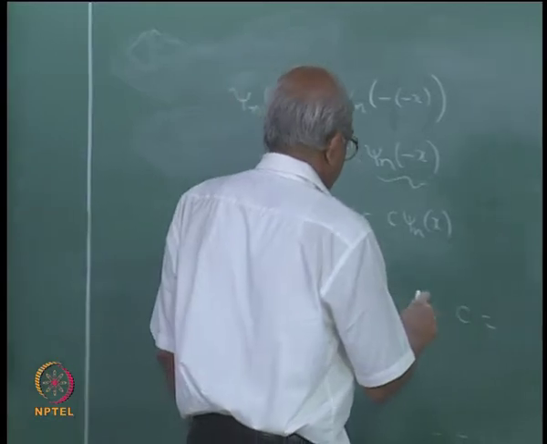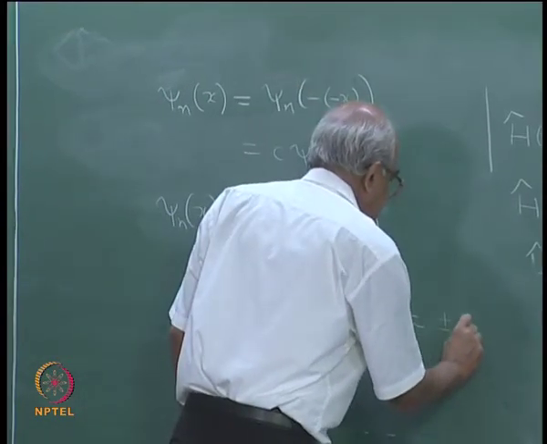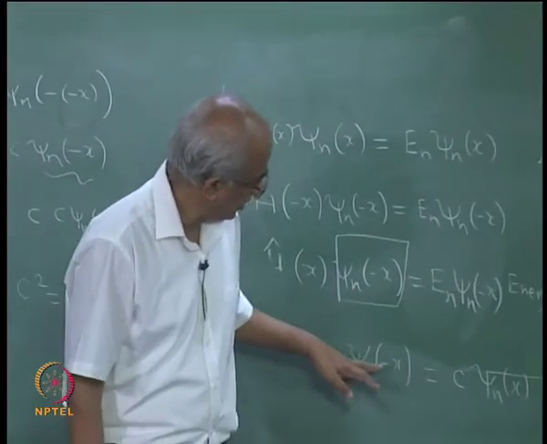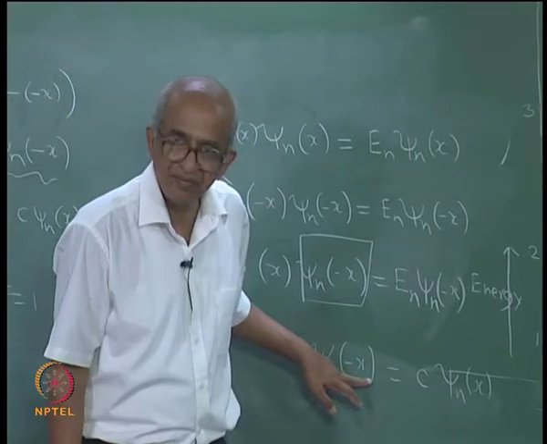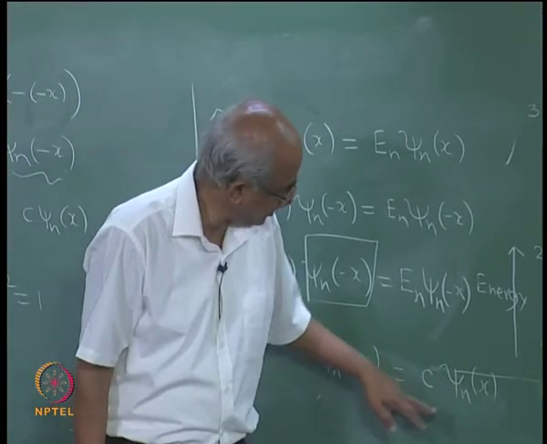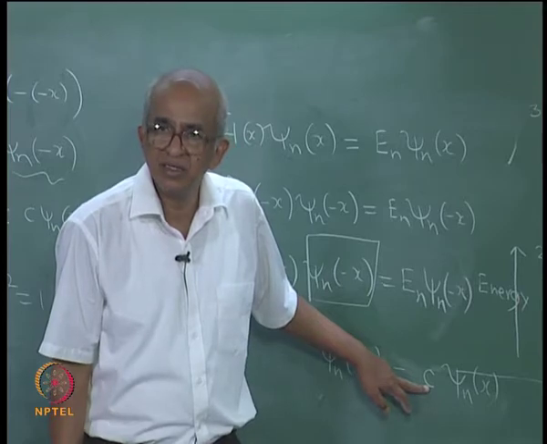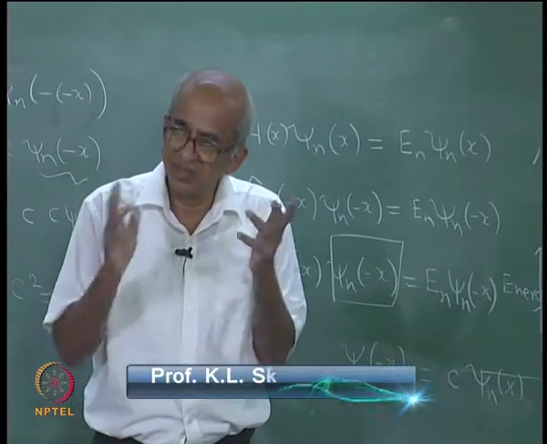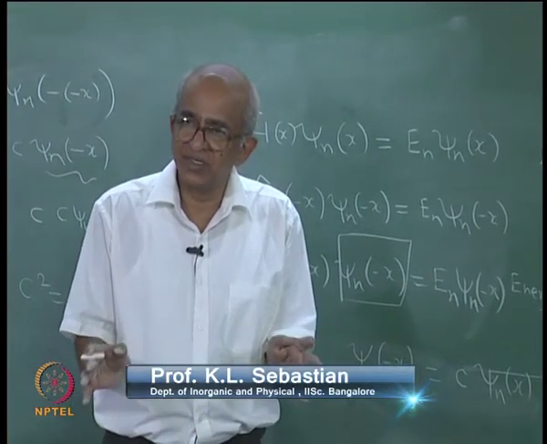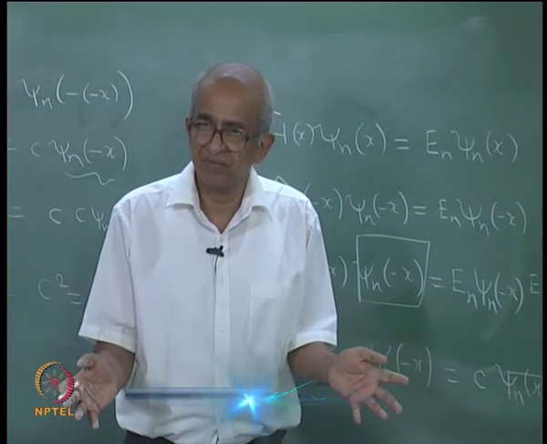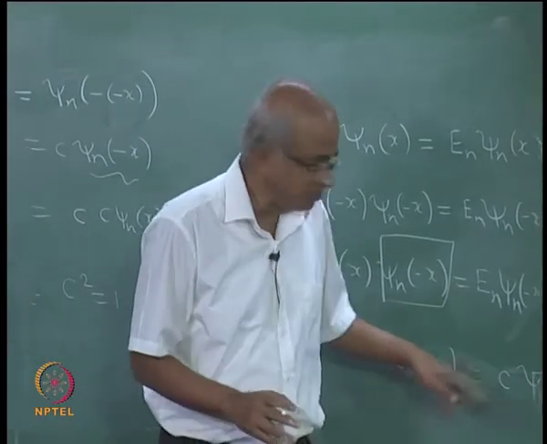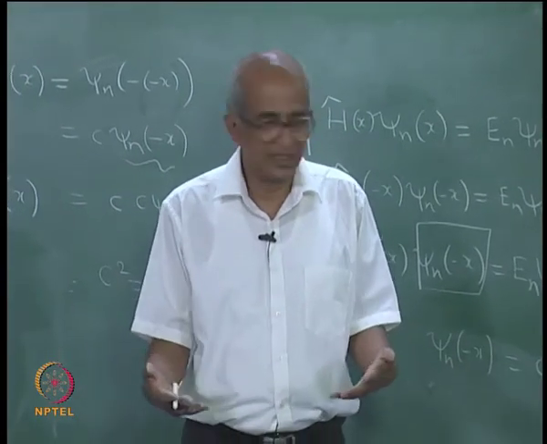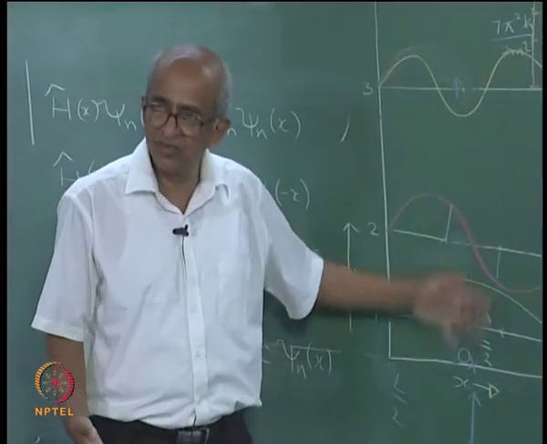So, we have rigorously proved that when I put minus x here, my original function gets multiplied by c. If c is positive, that means the function is symmetric, and if c is negative, what does it mean? It means that the function is antisymmetric. Or if c is positive, then the function is an even function, while if c is negative, the function is an odd function, and that is what has happened in the case of particle in a box.